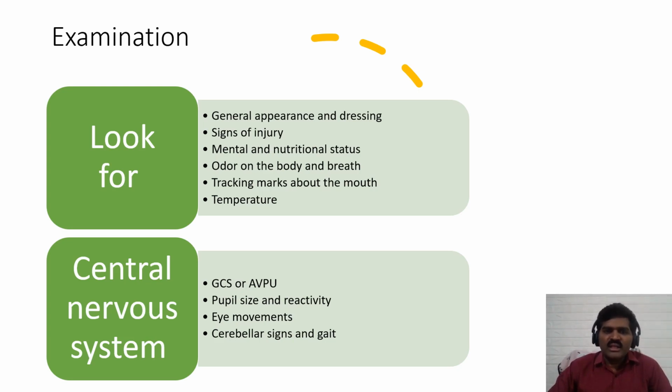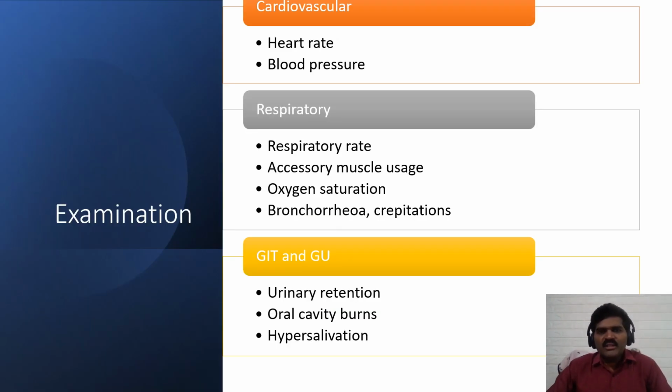Specifically, check for GCS, the level of consciousness, using either a GCS scale or AVPU scale, pupillary size and reactivity of the pupils, eye movements, cerebellar signs and gait when examining the central nervous system. Next, you need to look at the cardiovascular system, especially the heart rate and the blood pressure. In the respiratory system, you need to count the respiratory rate, accessory muscle usage, oxygen saturation, bronchorrhea and crepitations. GI and GU: whether there is any urinary retention, oral cavity burns and hypersalivation.